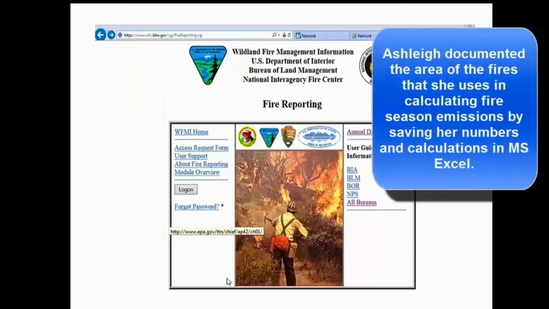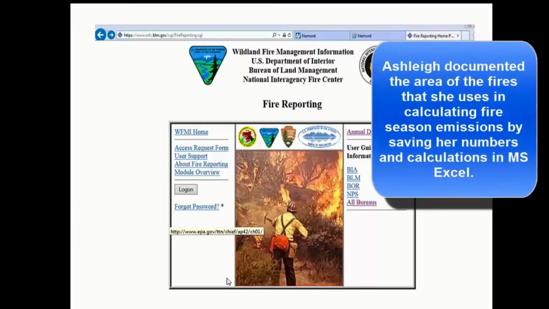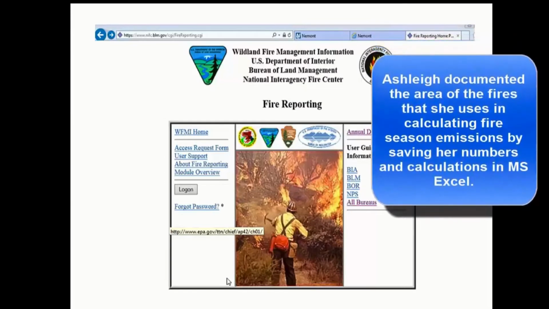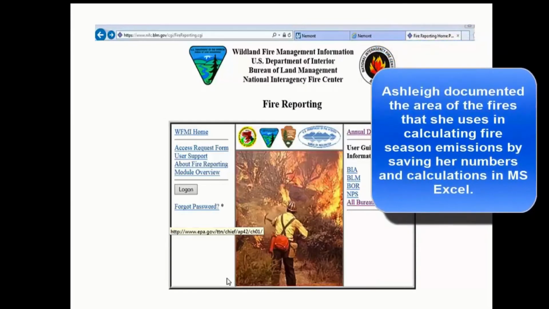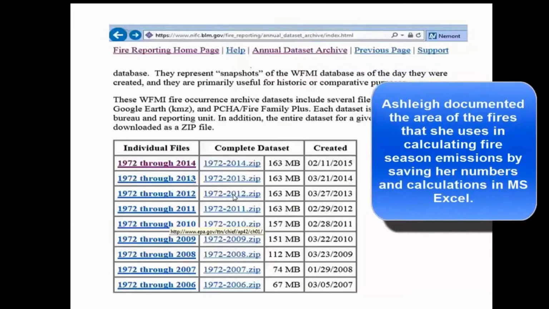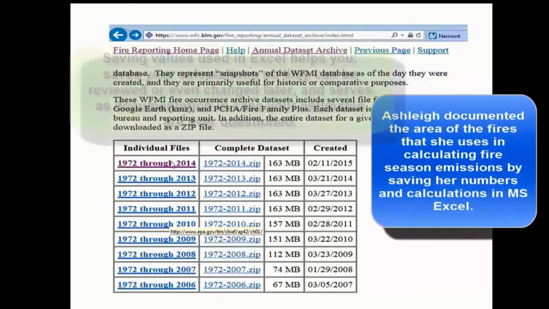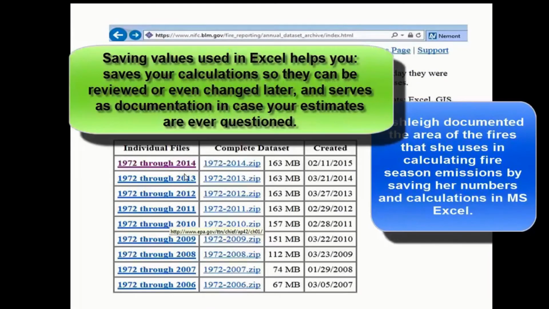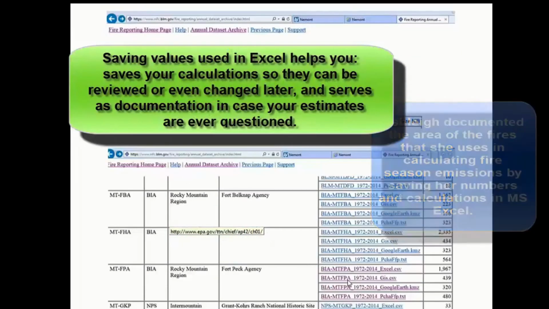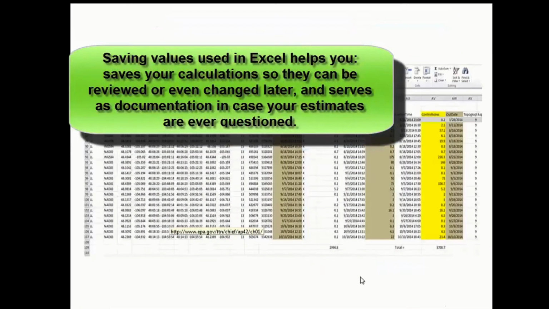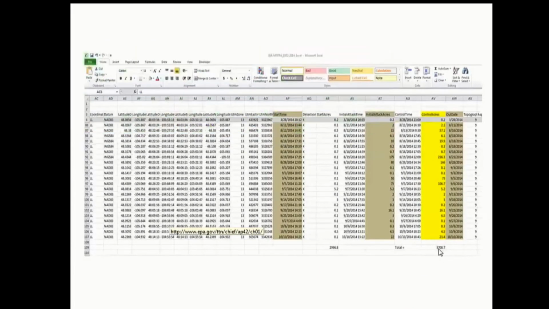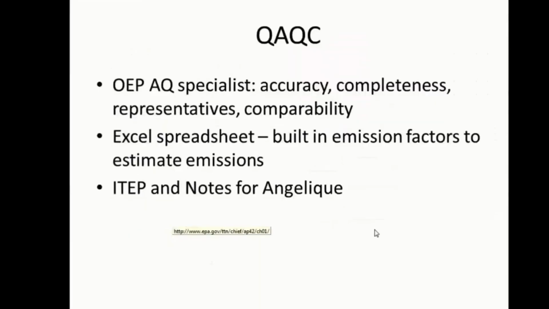I just did a quick example of how I screenshotted my work for wildfires. I did every screen I'd go to and highlighted where I was getting the information, down to Fort Peck, downloaded it into an Excel file, summed it up, and then threw that 3,700 acres into my calculator and got some emissions.